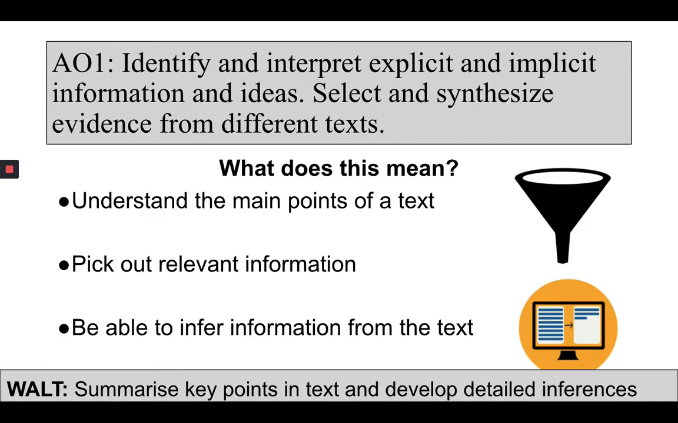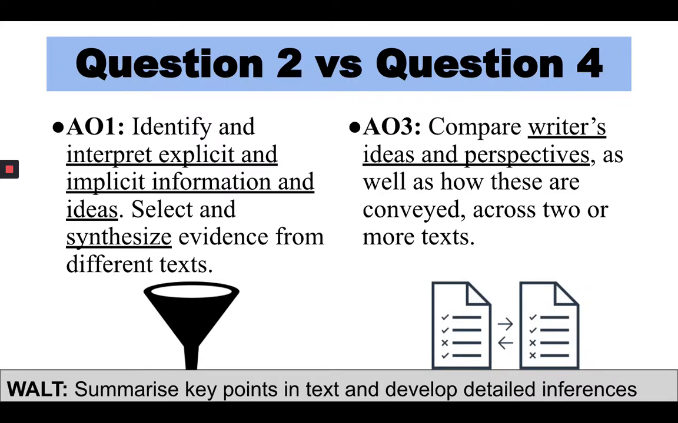So AO1 is to identify and interpret explicit and implicit information and ideas. Right? Explicit is obvious information and implicit is hidden information. And to select and synthesize evidence from different texts. So to synthesize something, and I have a little filter there, is you take all the information and you get the best bits out of it. Okay, the key bits of information. Right? So to synthesize, take it all in and pull out the key bits of information from both of the texts. And you have to do some comparisons as well. Okay, but that's all you have to do for this question.